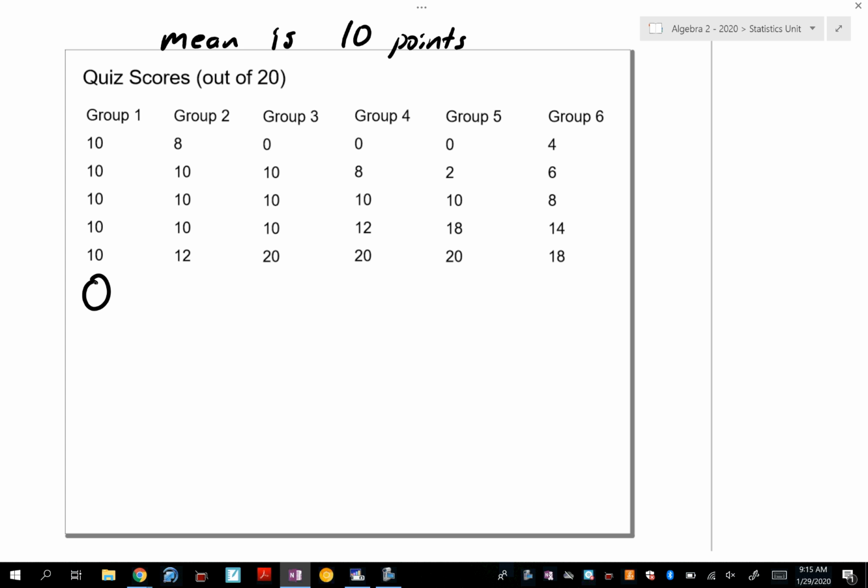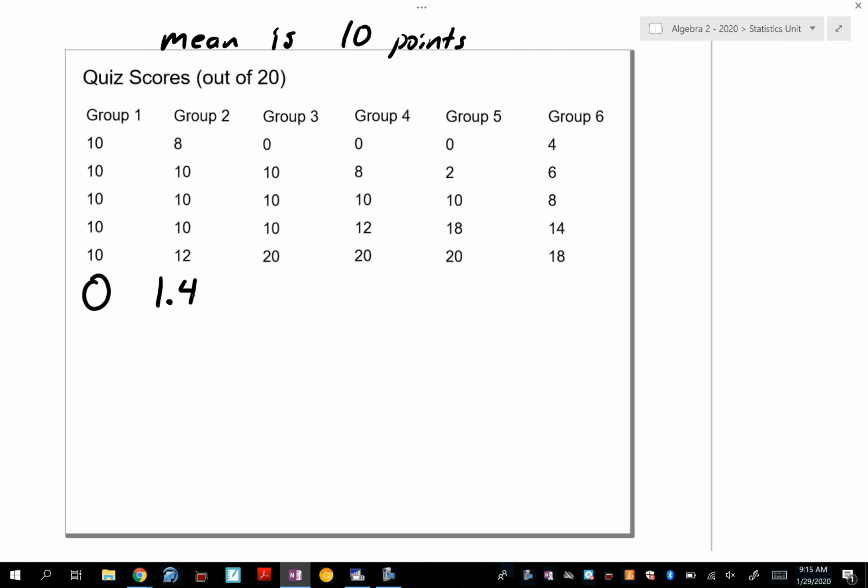But how far away are 8 and 12 from 10? They're not very far, right? They're still really close to 10. So the standard deviation for this one is 1.4 points. So it went up, but it's still pretty small. It's still very small. 1.4 points is still very small because all your 5 data values are very close to 10.